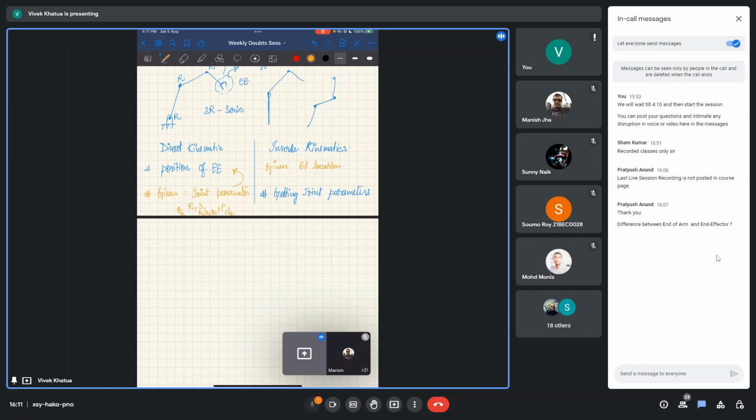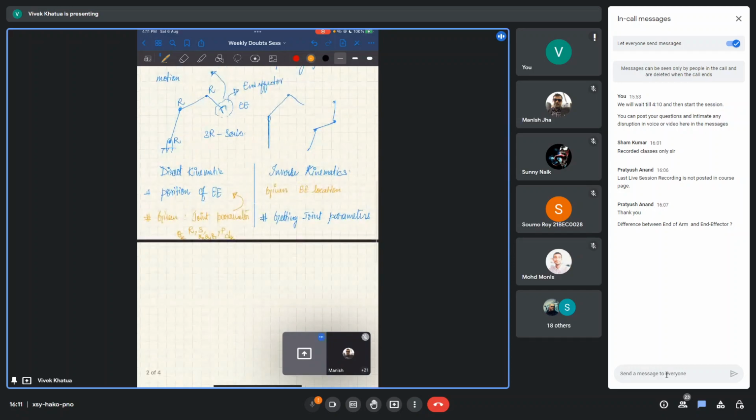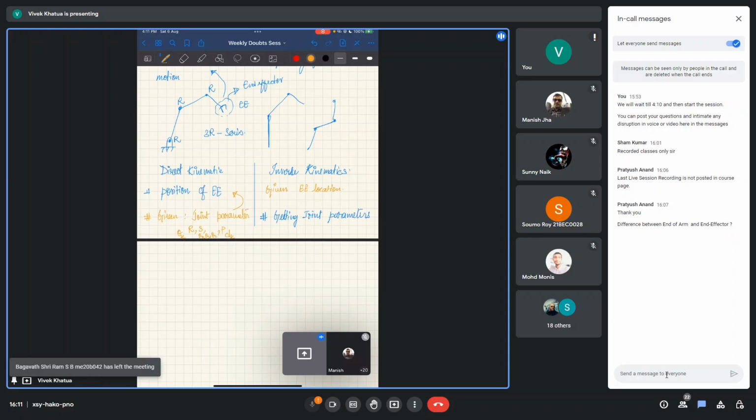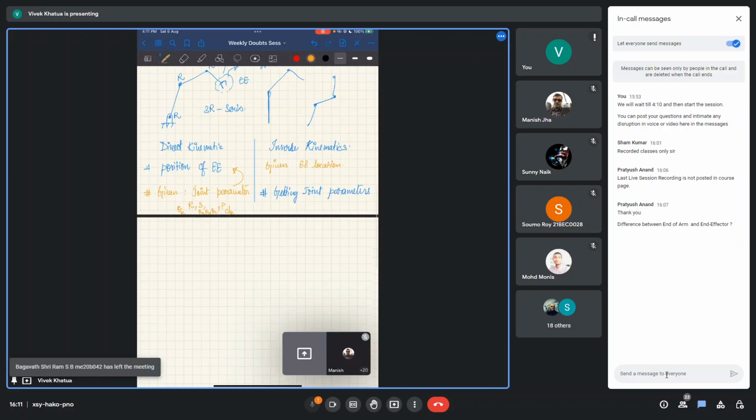Difference between end of arm and end effector. Here the end of arm and end effector are the same. Technically, your end effector can have n degrees of freedom. It's on the end effector. End effector is an entire entity of itself. Here the end of arm and end effector, both are the same, right?